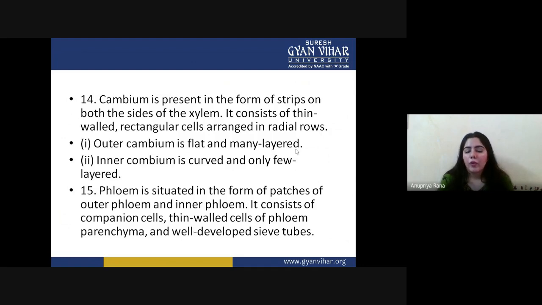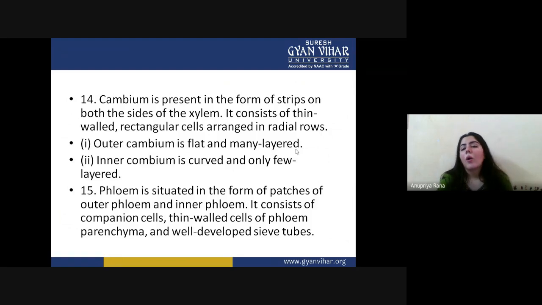Now about the phloem. Phloem is situated in the form of patches of outer phloem and inner phloem. The phloem which is present above the outer cambium is called the outer phloem. The other phloem, present next to the inner cambium, is called the inner phloem. You can see here the outer phloem and inner phloem consist of companion cells, thin-walled cells of phloem parenchyma and well-developed sieve tubes.